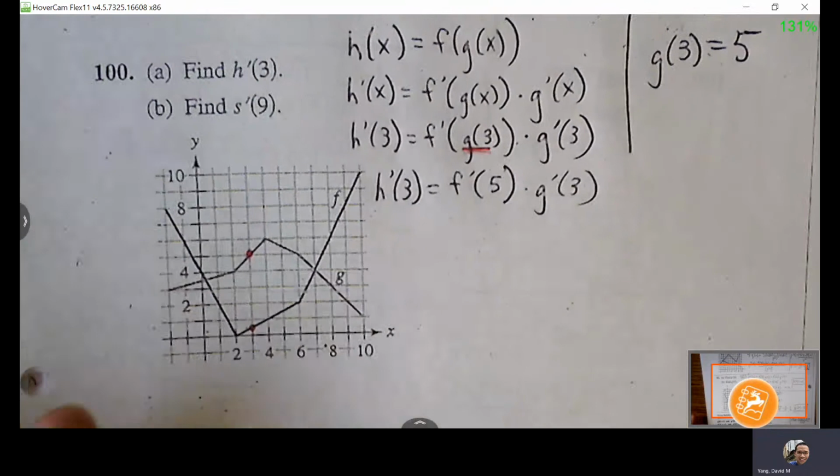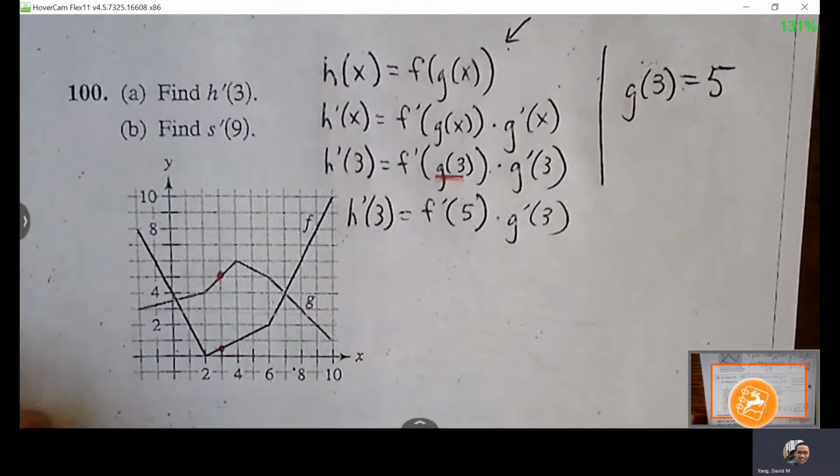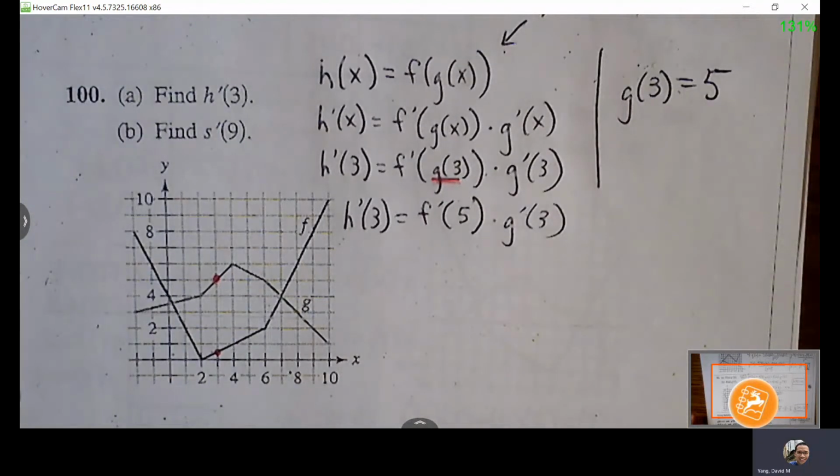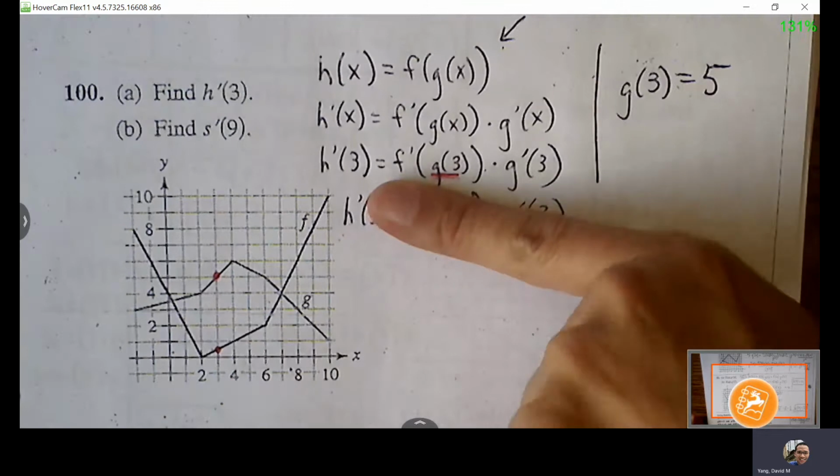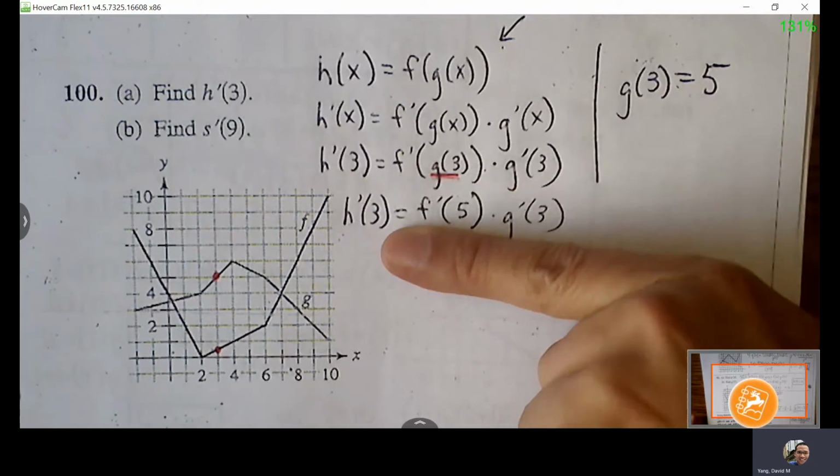I think a lot of students struggle with that substitution, so I want to see how you guys feel about that. Good. Okay, so now we have a simpler problem to solve, right? This is a kind of a complex thing to do, but this is a lot easier. F prime of 5, that's simply asking for the slope of the F graph at 5.